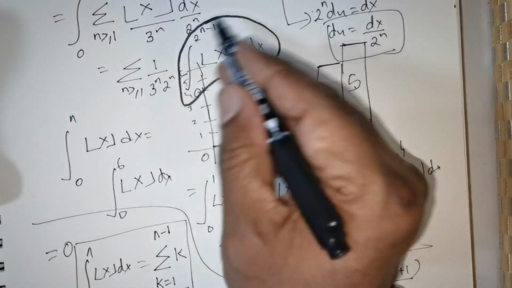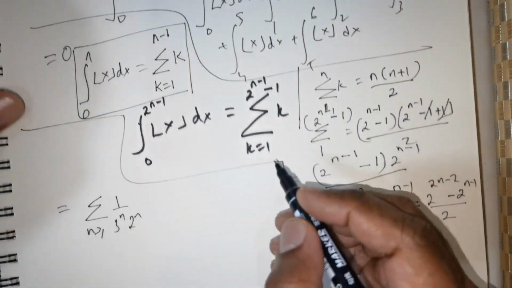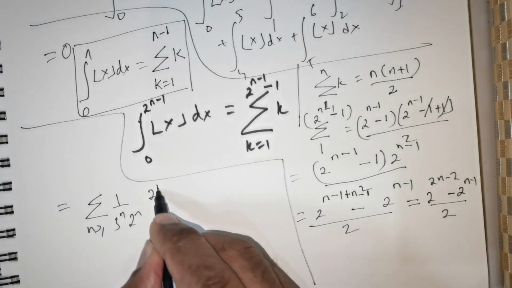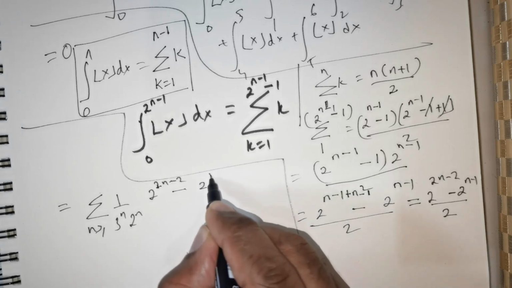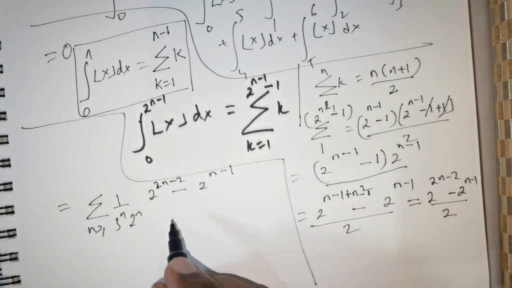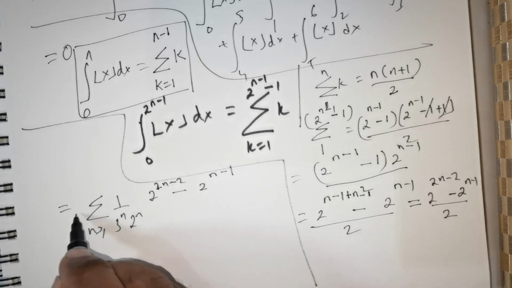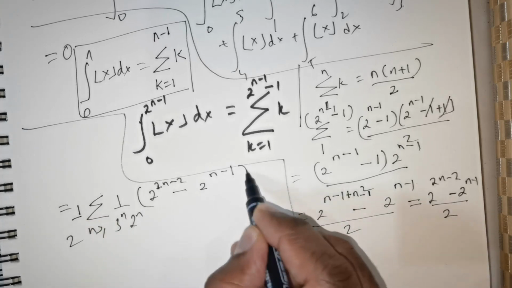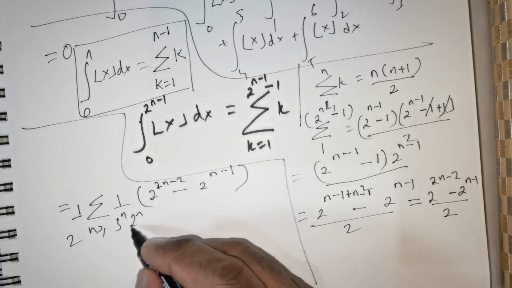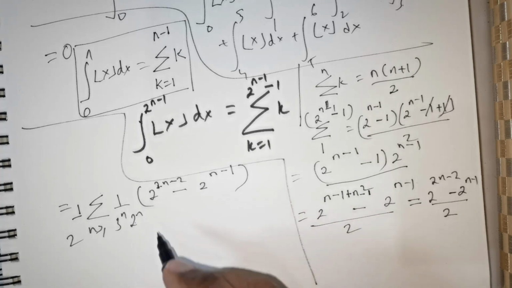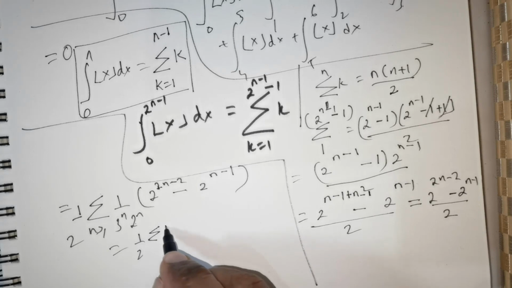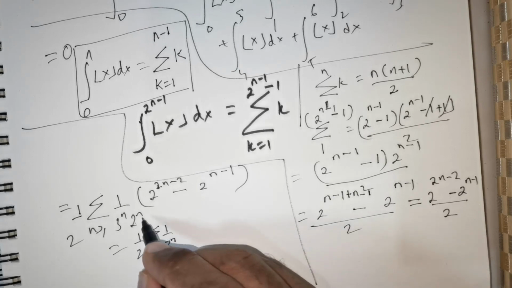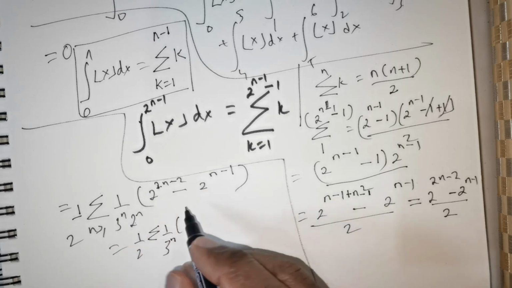This is what we have got, right? This quantity has been evaluated to 2 raised to the power of 2n minus 2, minus 2 raised to the power of n minus 1, divided by 2, right? So I can place that 2 over here. Now I can push this 2 raised to the power of n to the numerator. So this is going to be sigma, 1 over 2 outside, and 1 over 3 to the power n. So this is pushed and distributed.